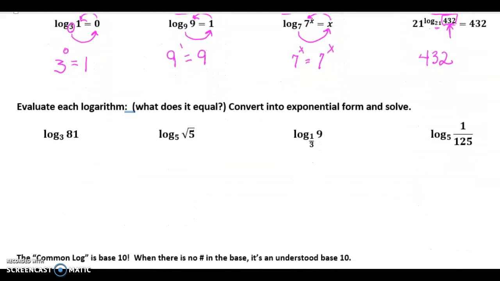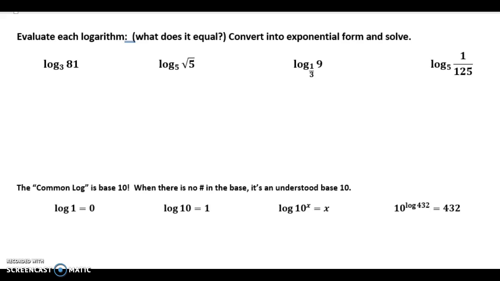All right, here are some additional problems that we are going to evaluate. That means, what does it equal? That's what we want to find. So 3 to what power is equal to 81? You might need a calculator. It's okay. It's actually 3 to the fourth power. So x equals 4.